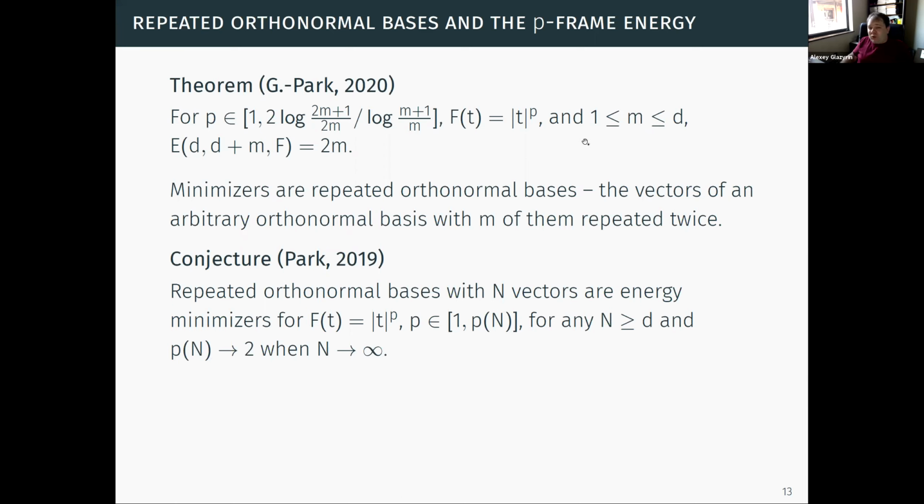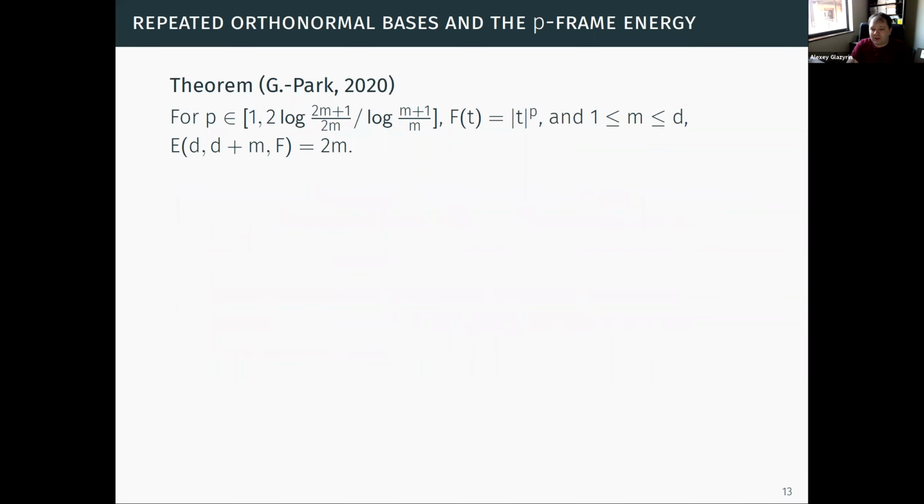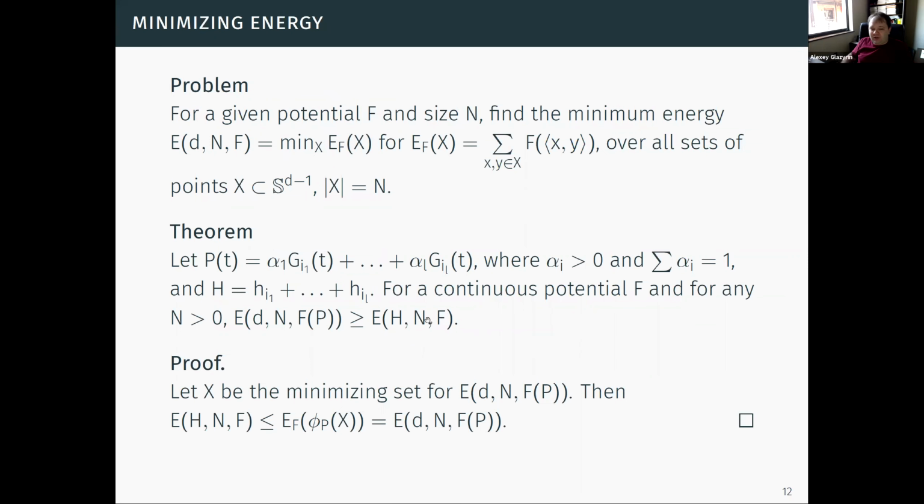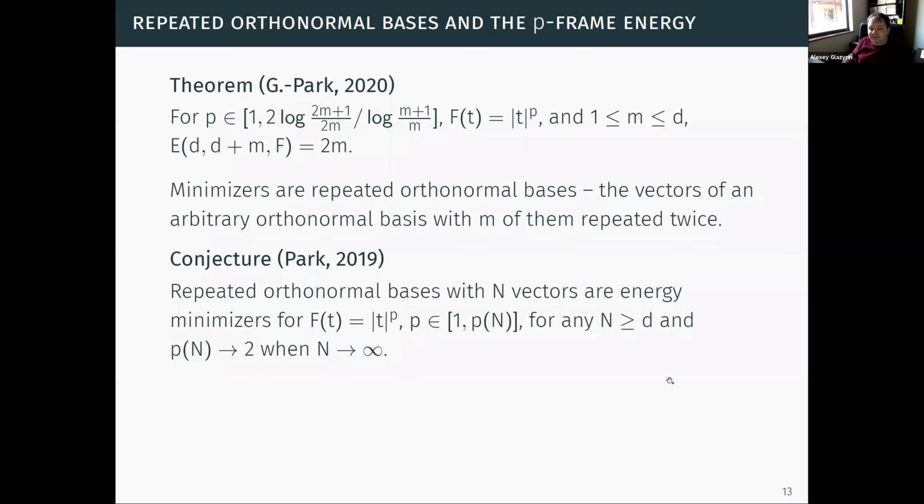Well, why don't we take this result? That's the result for the repeated orthonormal basis. And why don't we try to use our approach here? If we were able to get the repeated orthonormal basis for this potential f right here, then we're going to get some results in the smaller dimension as well. So we're going to get some bounds in the smaller dimension. So let's try to do that.